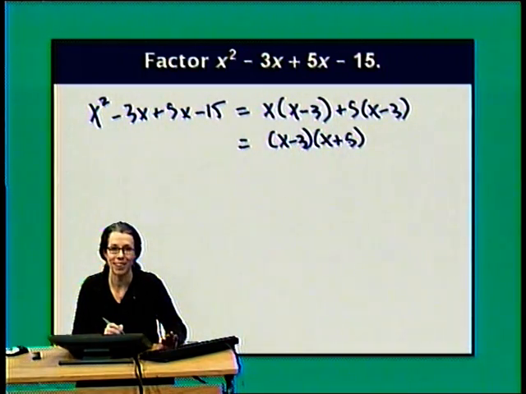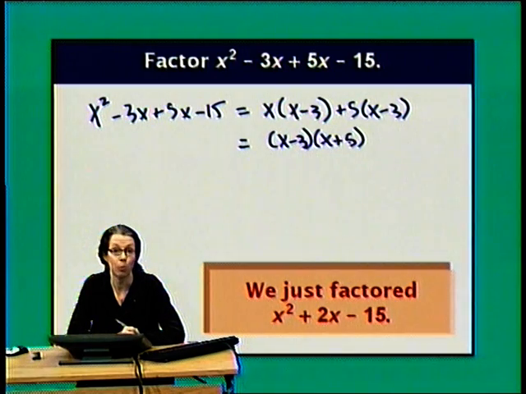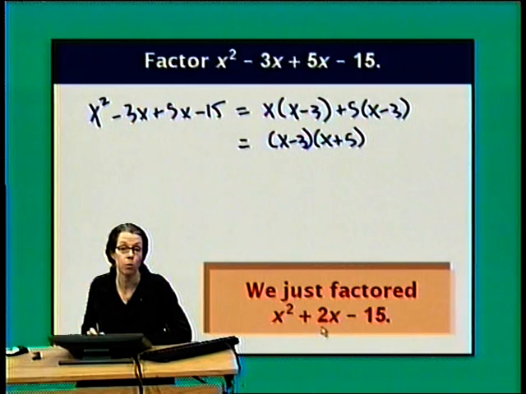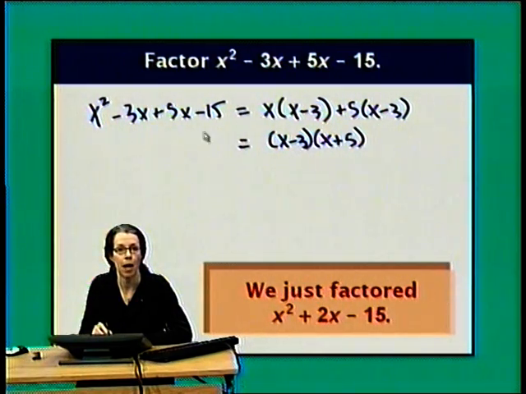Let's look at what we really did. Notice that we just factored x squared plus 2x minus 15. Negative 3x plus 5x, that's positive 2x. So we just factored this trinomial. Where did this 2 come from? Well, negative 3 plus 5. Those are integer factors of negative 15, which add to 2.